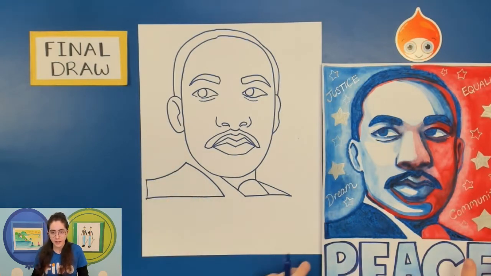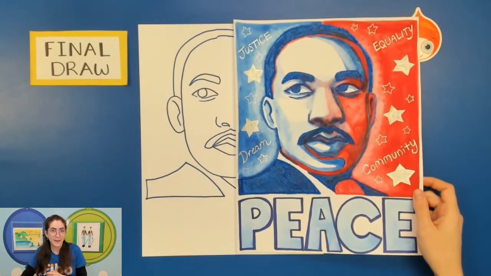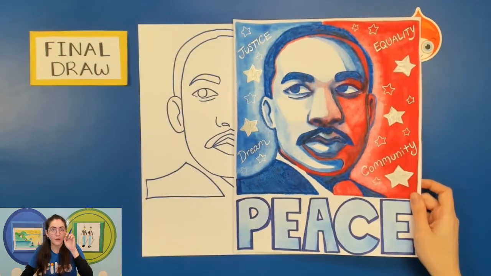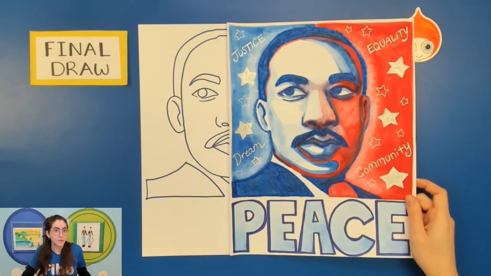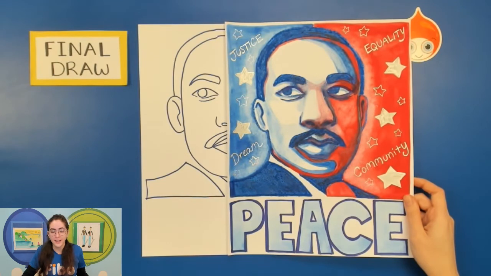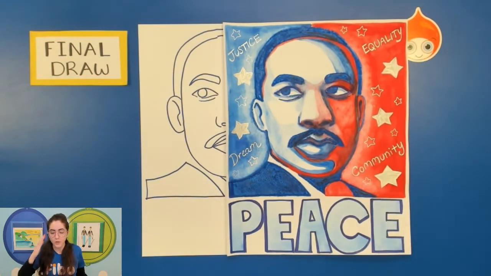Now we need to go ahead and have a word on the bottom. Now I'm going to write peace because it's the same one in my example, but you could choose a different word that maybe you associate with Dr. King. You could do justice, you could do dream. Dream is a really important one. You could write equality or even community. Community is a really big part of his work.